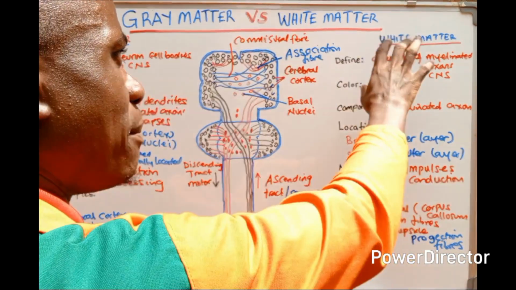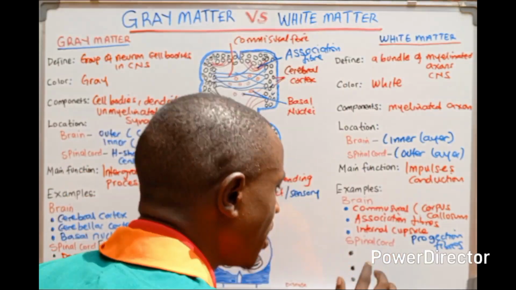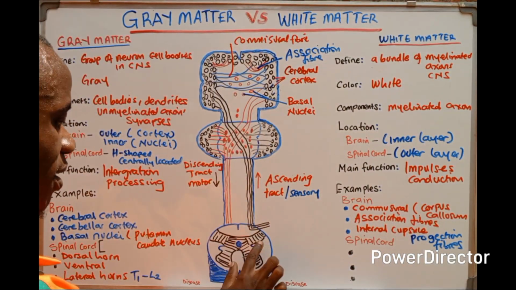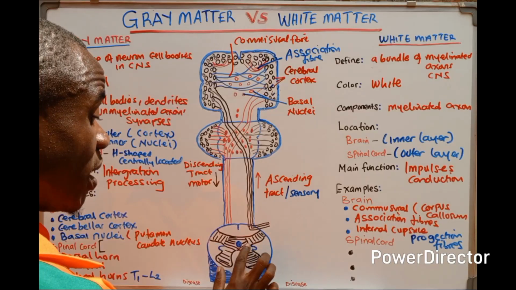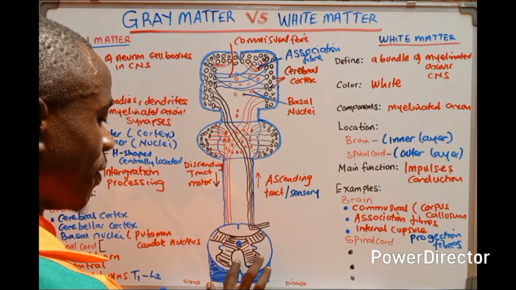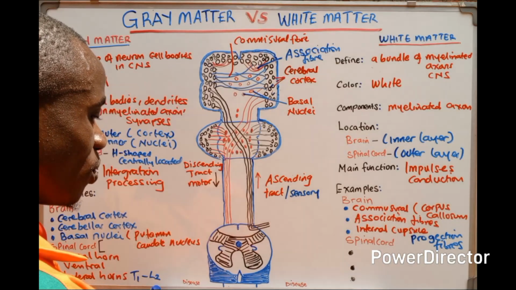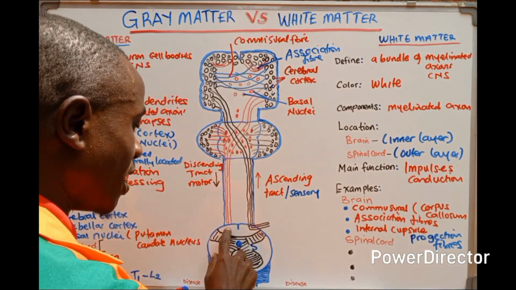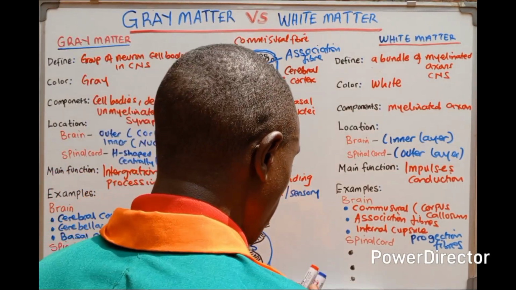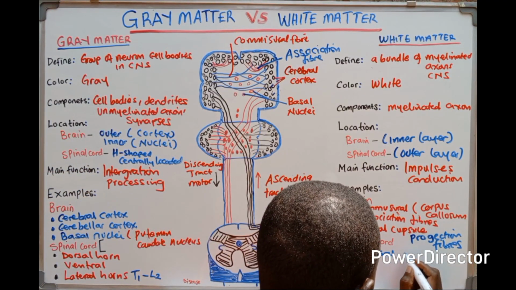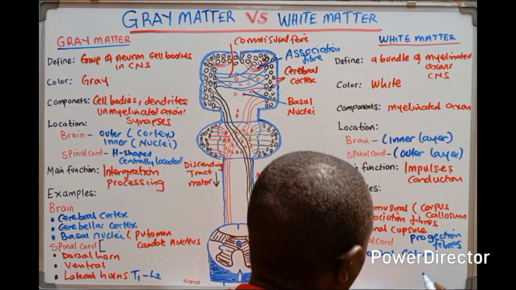Okay, so now how about the white matter within the spinal cord? The white matter within the spinal cord, when we see the whole of this area, these are going to be the areas of white matter within the spinal cord. The lateral areas, the dorsal areas, and even also the ventral areas. Okay, so now how do we call this area of the white matter? This is what we call the dorsal column.